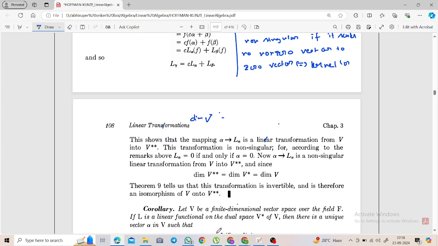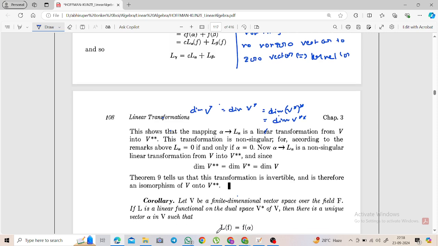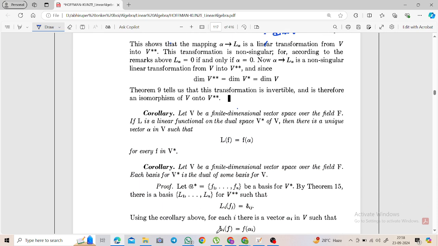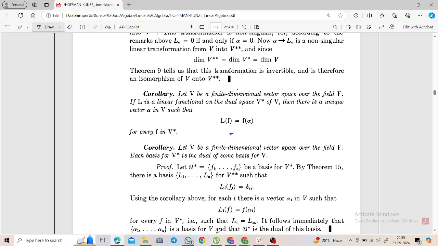Dimension V is dimension V star, right? Which is equal to dimension of V star star. So V star star is finite dimensional because V is finite dimensional, as a consequence. So this is a very important thing.